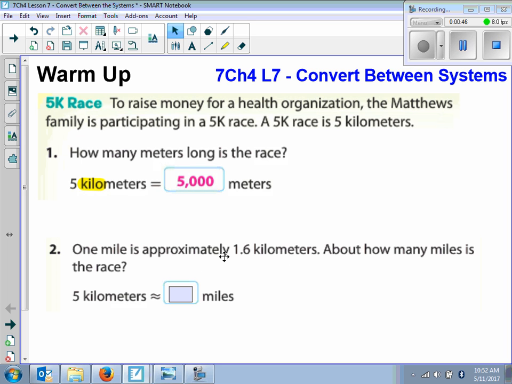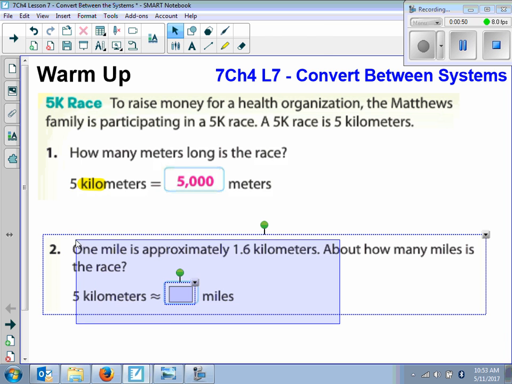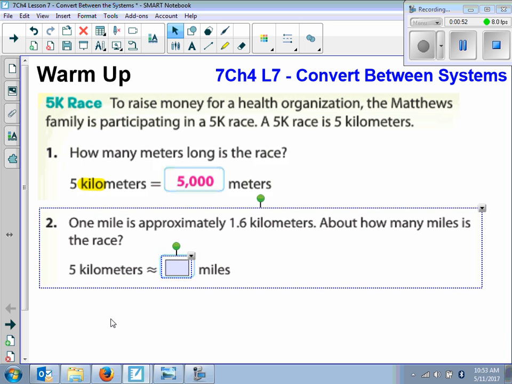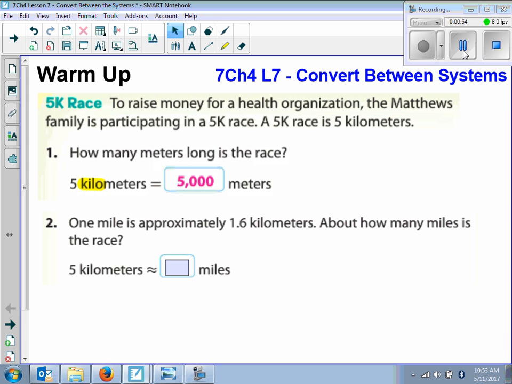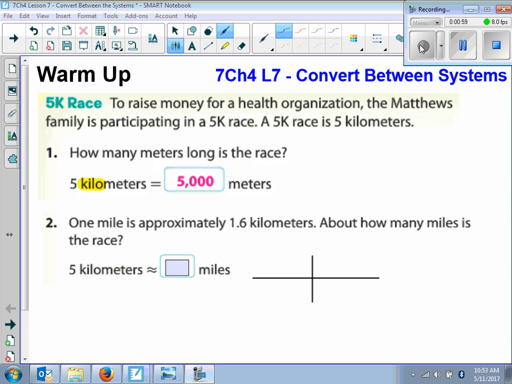Now this one is not as simple as that first one, right? So this one, we have to show some work. And guess what kind of work we're going to show? Dimensional analysis. Very good. So, dimensional analysis. Once again, we are converting units. It is very important in this lesson that you write your units, because this is changing units between the systems also. So 1 mile is approximately 1.6 kilometers.